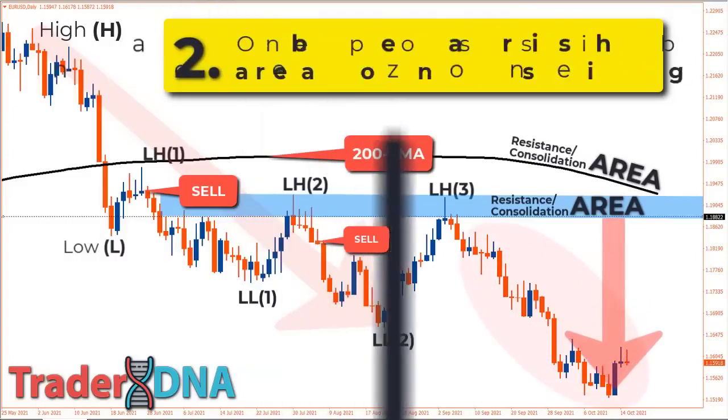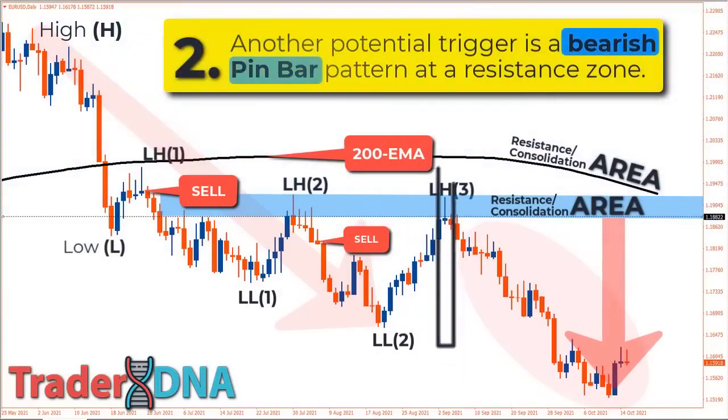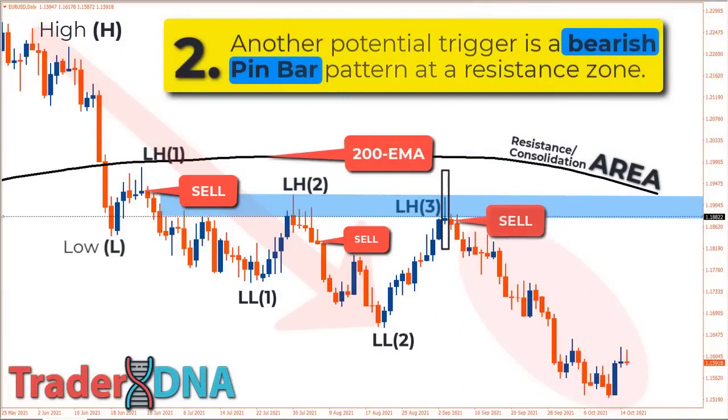Second, another potential trigger is a bearish pin bar pattern at a resistance zone. A short position is initiated when the bearish pin bar closes below the resistance zone or consolidation area.